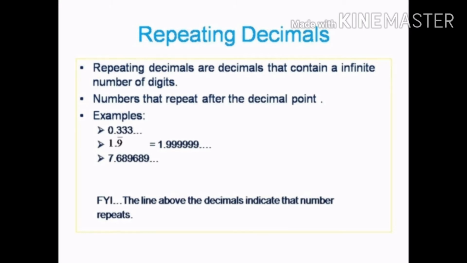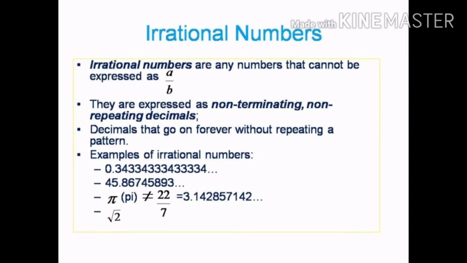For your information, the line above the decimal indicates that the number repeats. Understood? And the next one is irrational numbers. We already discussed what a rational number is. A rational number is in the form of a by b, where a and b are integers, and b should not be equal to 0.